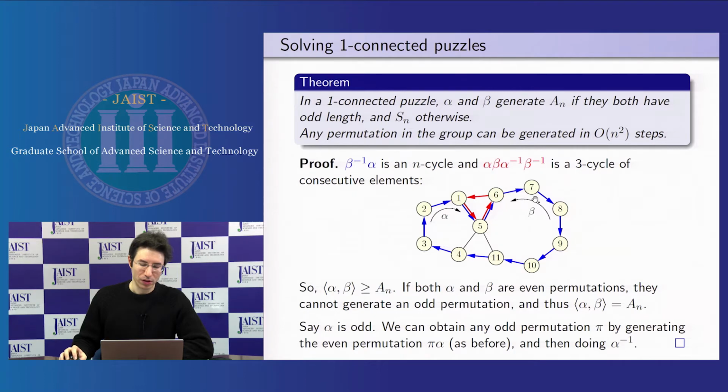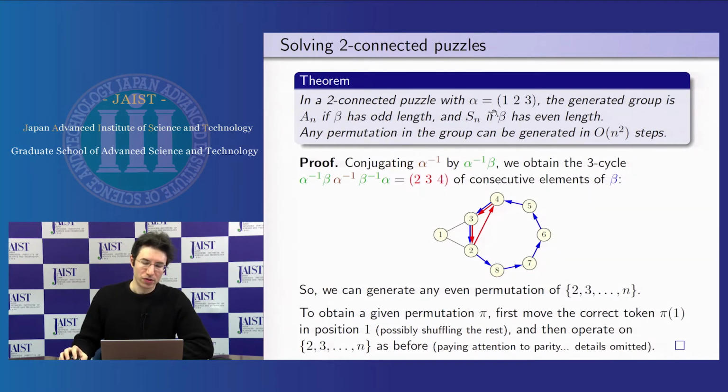We apply the previous lemma, so we can form a cycle of all n tokens by doing beta to the minus 1, beta to the minus 1 alpha. And also we can form the 3-cycle of these 3 nodes by doing this transformation in red. So we have an n-cycle and a 3-cycle. So we know that we can generate at least An. And if both alpha and beta are even, then it's fine. That's all we can do. Otherwise, we have an odd permutation. In that case, we just generate the even permutation pi alpha, and then we do alpha to the minus 1 to generate any odd permutation pi.